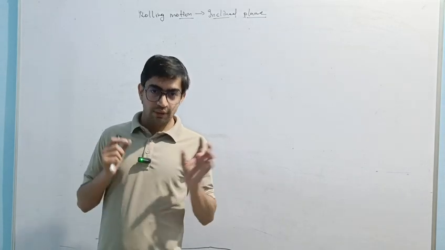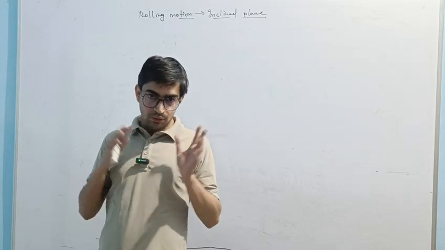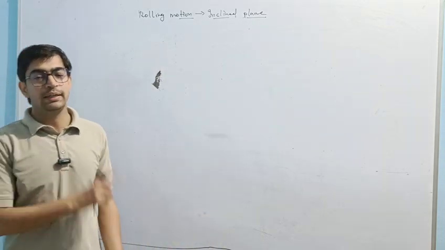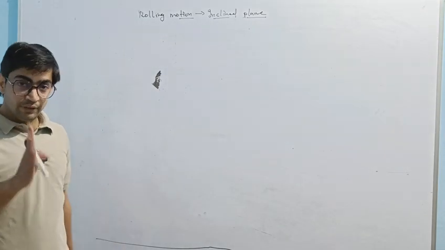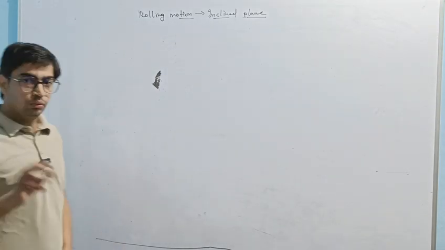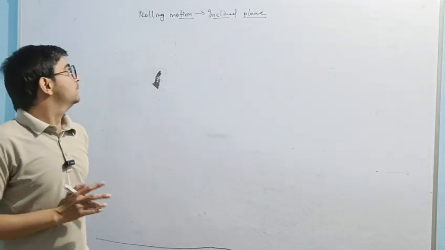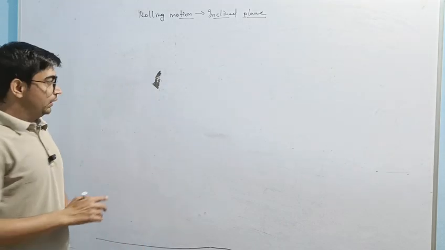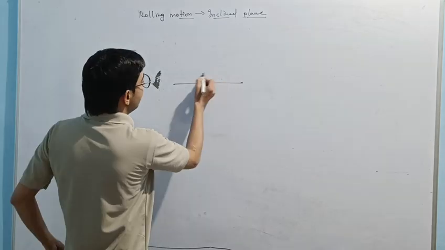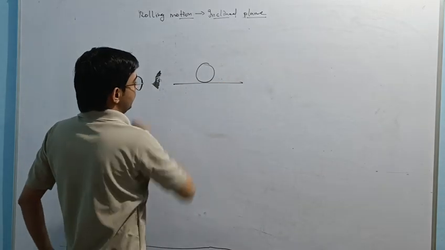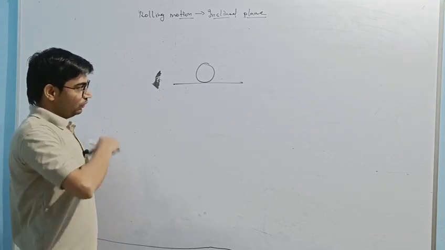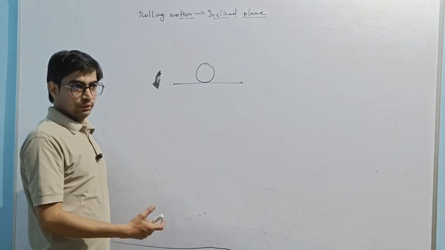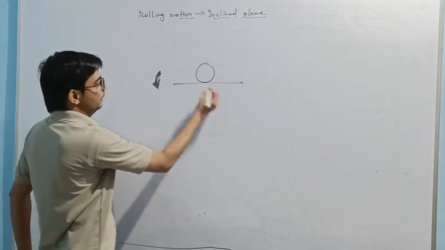Today we will discuss a very important topic in context of JEE and NEET. This is rolling motion in an inclined plane. Very important topic. First of all, you need to memorize what is rolling motion. In case of rolling motion, we have an object like this. It can be a ring, sphere, solid sphere, hollow sphere, cylinder, like.